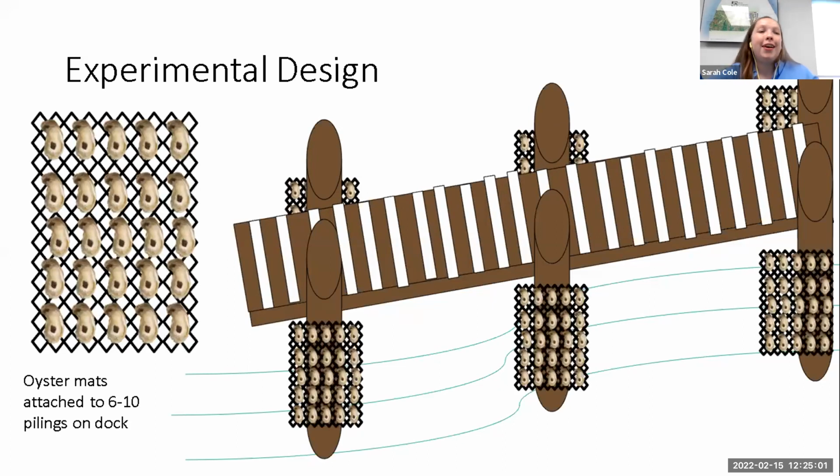All right, thank you, Morgan. So along with that experimental design, once we've chosen the docks that we think would be best suited for our preliminary study, we'll attach 6 to 10 oyster mats onto pilings at those docks. And we'll go out and do those benthic community assessments similar to what Morgan talked about that was done in the Northern IRL.